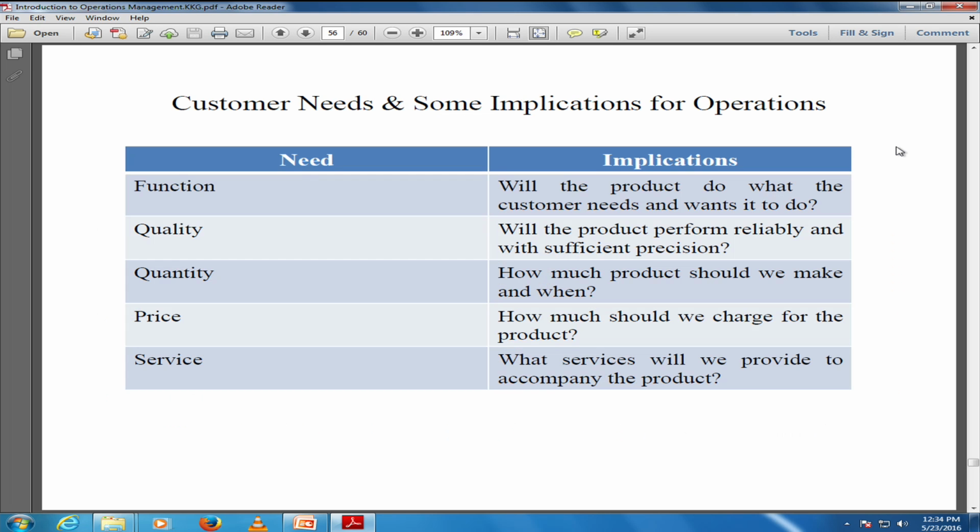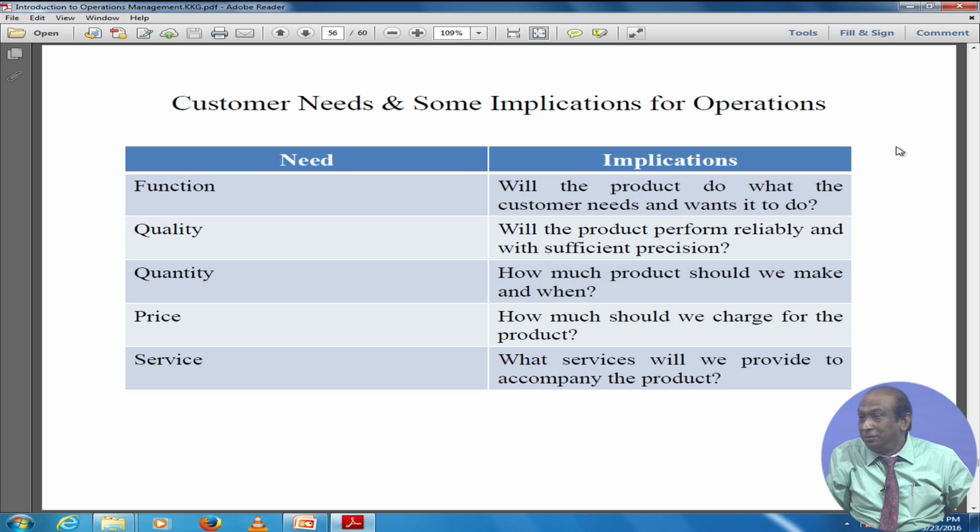What are those? Self-explanatory. What services will we provide to accompany the product? That is also very important, because I told you after sale service sometimes becomes the order winner.